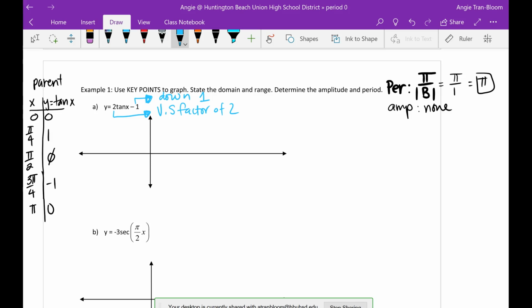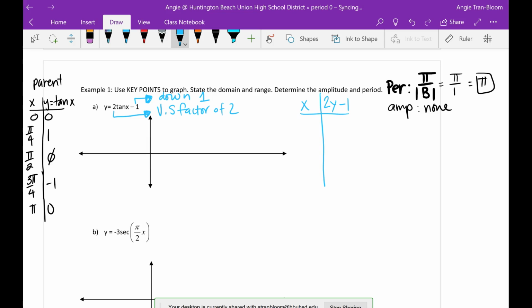Okay. So here's my new table. Down by 1, is that changing y or x? Y. Okay, so x is going to stay exactly the same. And then the vertical stretch factor 2, changing y again. So we have 2 times y minus 1. Okay, 2 times y minus 1.